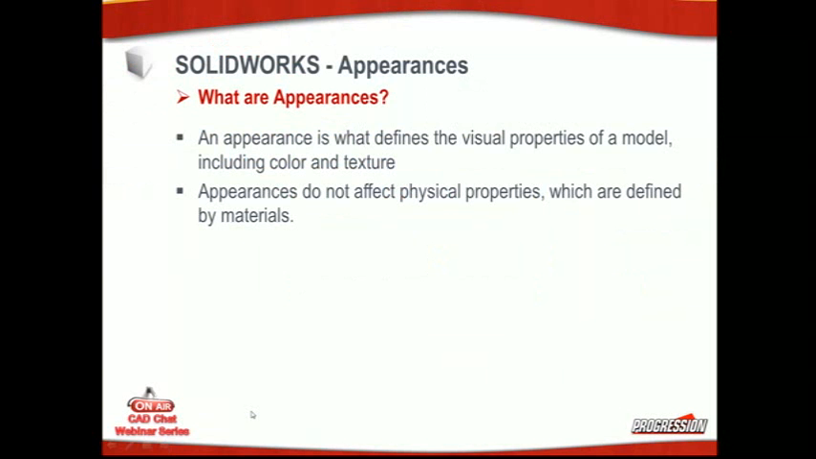First, we're going to talk about what appearances are. Appearances are what defines the visual properties of a model, including the colors and textures. Materials have appearances applied to them, but materials do a little more than just the appearance. They apply the physical properties, the mass, the tensile strength, and so forth. So appearances by themselves are not what gives the model the material properties, okay?